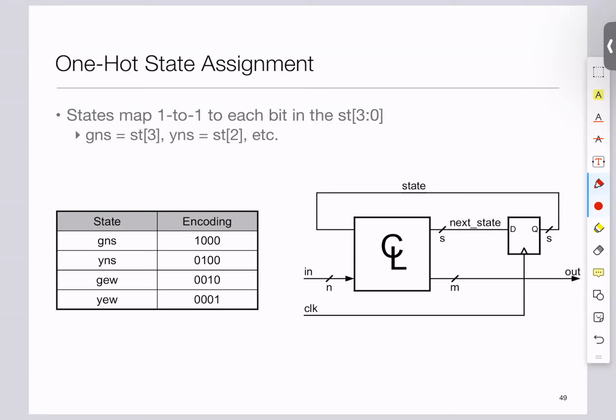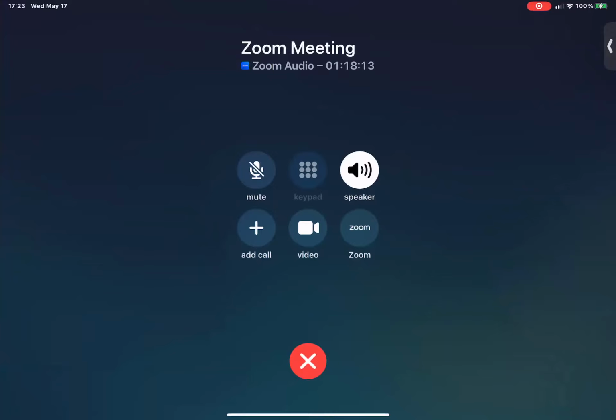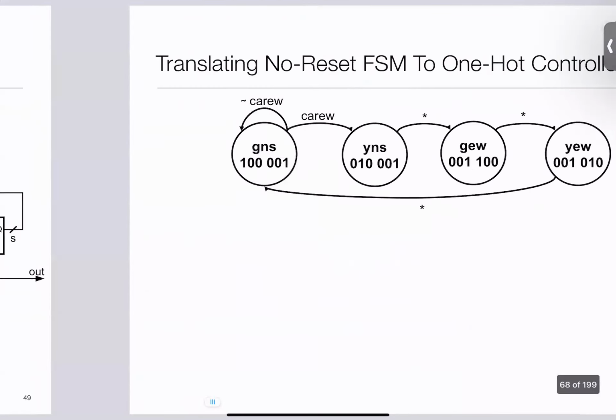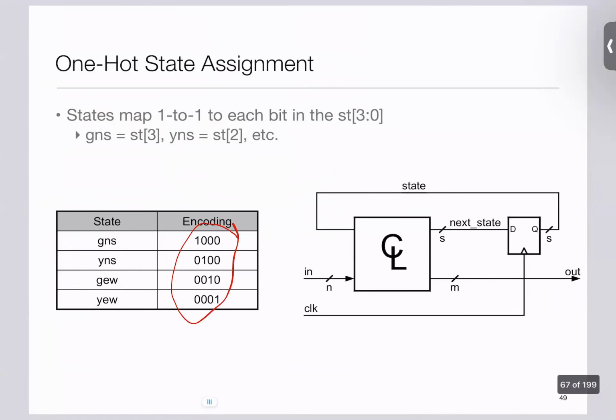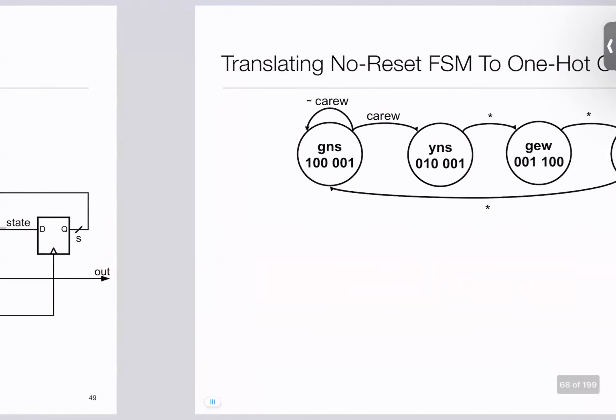Okay, so let's say we decide to do one hot coding. So what we do is we have YNS, GNS, these 4 states, and I give them these 4 encodings that are sitting out here. So I kind of assign them. So GNS is 1000, 0100, 0010, and 0001. So 4 possibilities. Okay, so now let's see how we can build hardware using the diagram that we had and using this state encoding, that GNS, YNS, GW, YW are like that.